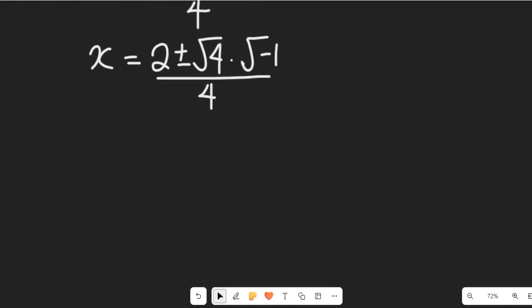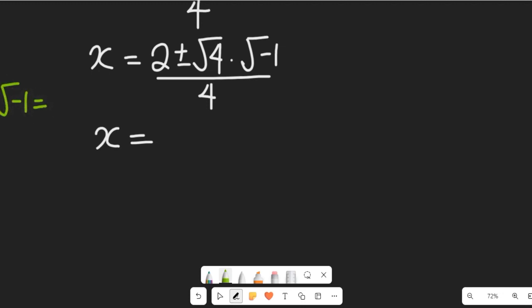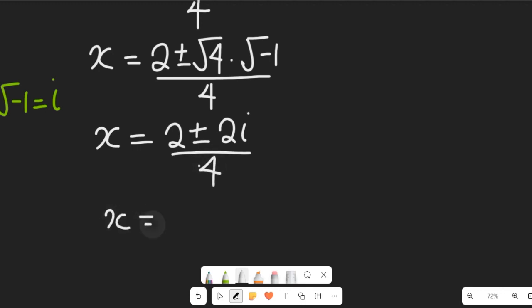Now, having seen this, let's simplify. The value of our x will now be equal to, recall that j, the square root of negative 1, is equal to imaginary. So we'll have that expression to now give us 2 plus or minus the square root of 4 is 2 imaginary, and all this divided by 4. So the value of our x will be equal to 2 divided by 4 plus 2 imaginary divided by 4, and we'll take this as our x1.